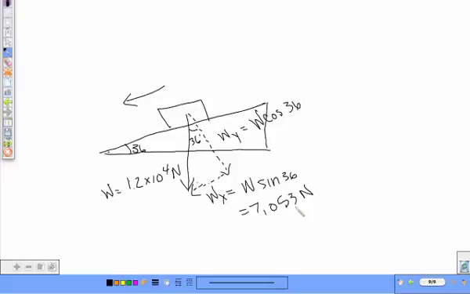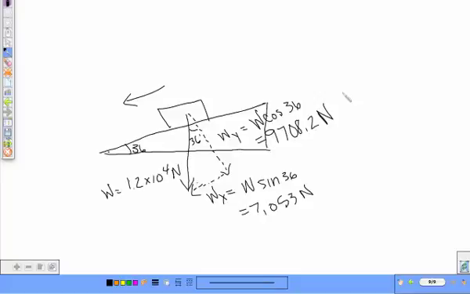And WY, the force perpendicular to the ground, would be 9,708.2. Good.